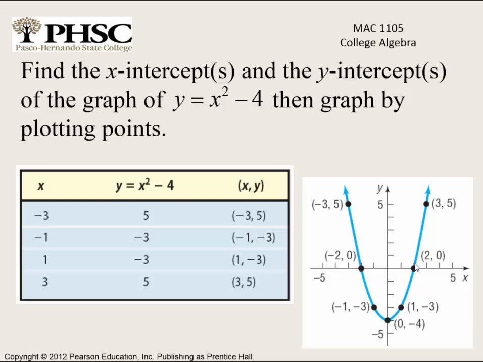Once you plot the intercepts, then what you do is you try to find points on either side. So what happens when x is negative 3, then I get 5. And then here, what happens when I let y equal negative 1, then I get negative 3 and 3. So this is probably an easier way to graph this particular equation.